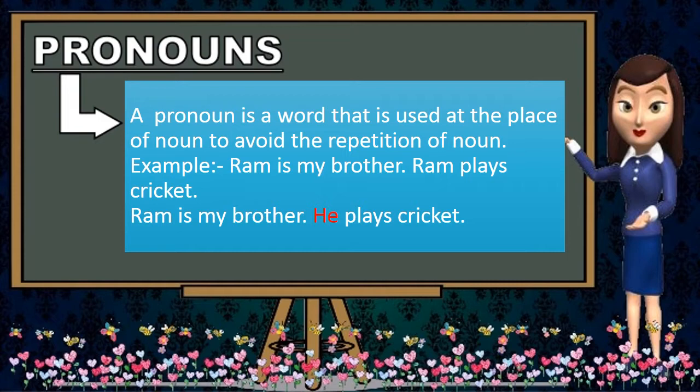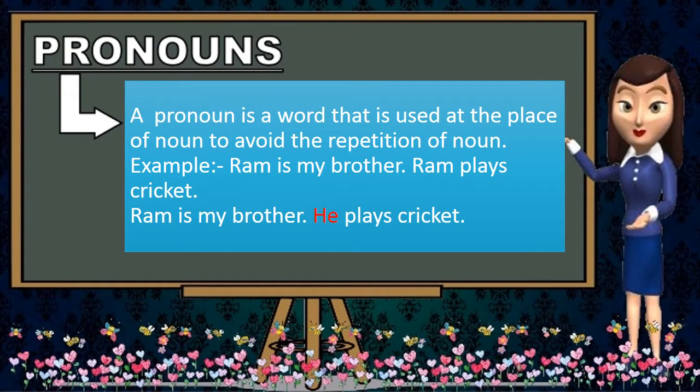A pronoun is a word that is used at the place of noun to avoid the repetition of noun. It means whenever we are going to use a word at the place of noun, that is called pronoun. And why do we use pronoun at the place of noun? To avoid repetition of the nouns.